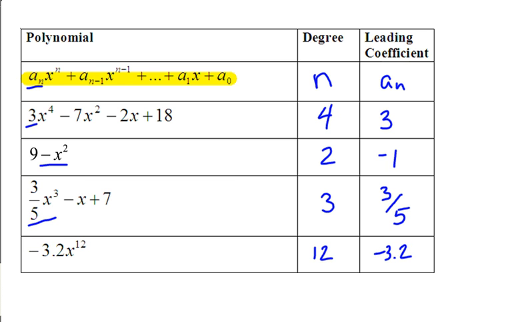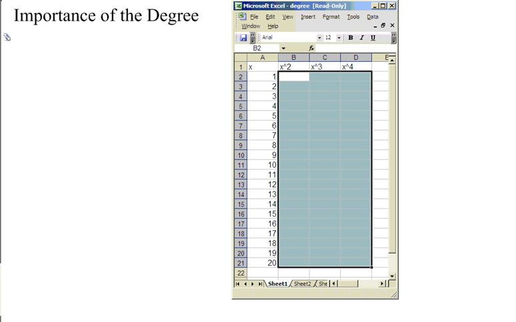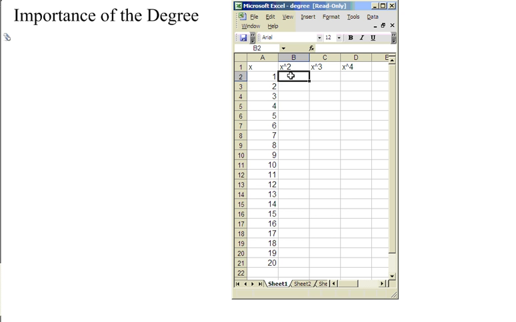So at this point, you might be wondering why we care so much about the degree. And so we're going to use a little spreadsheet to understand the importance of that. You'll notice in the x column, I'm just going up by ones from 1 to 20. So we can see our growth rate there is always going up by 1.